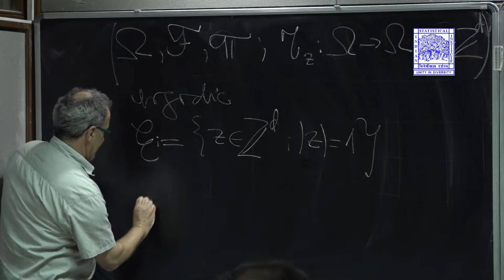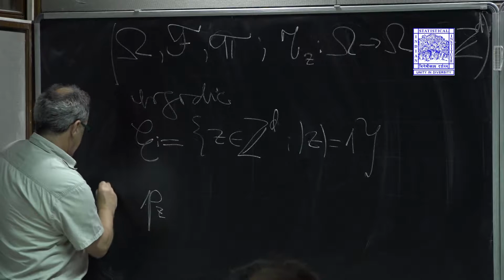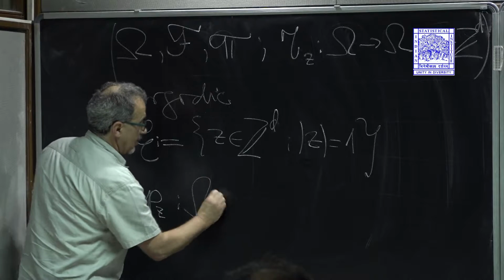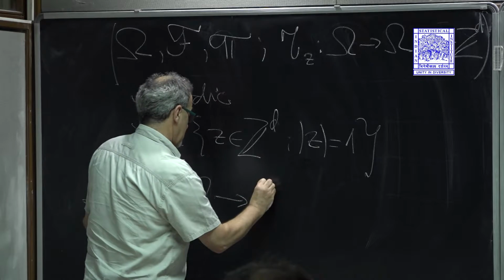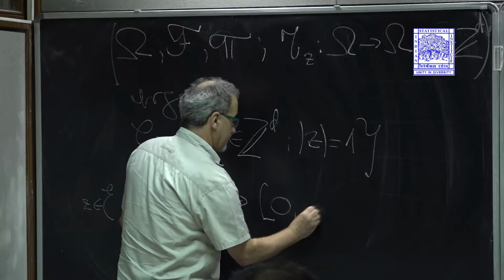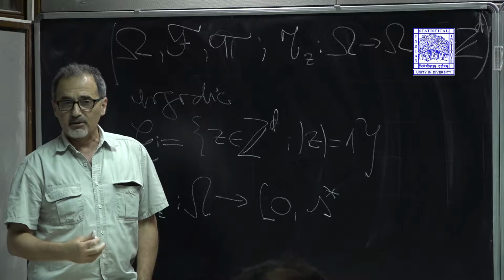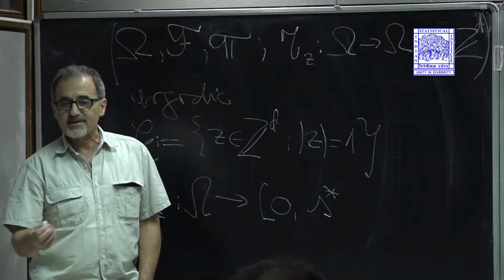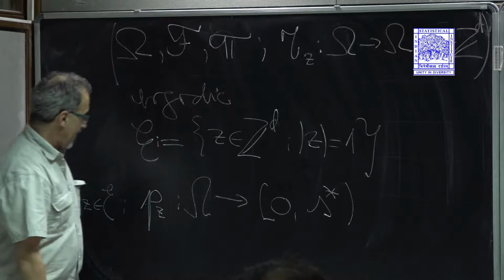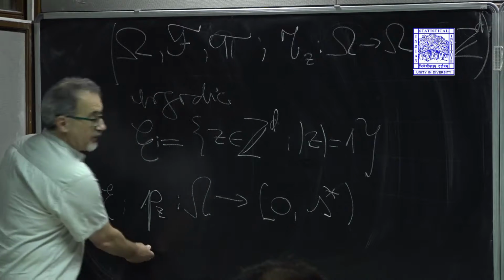And I define some jump probabilities. So P_z when z is in E, for the nearest neighbors, these are maps from omega to, say, 0 to some upper bound. I will speak about continuous time, so I will think about these as rates and not as probabilities, so they not necessarily add up to 1, but they are bounded from above.